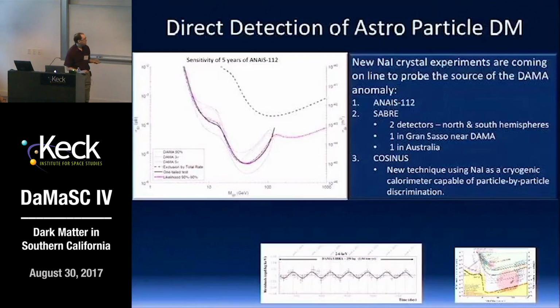And COSINUS as well is another interesting idea, using sodium iodide as a cryogenic calorimeter. At low temperature, this allows them to do particle by particle discrimination. Very exciting. So if it's still confusing after SABRE, here they'd be able to really try to understand, particle by particle, where each event is coming from, which is something that discrimination is needed for.